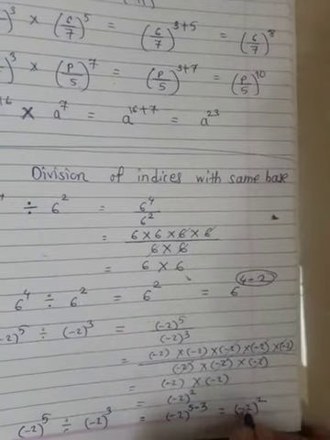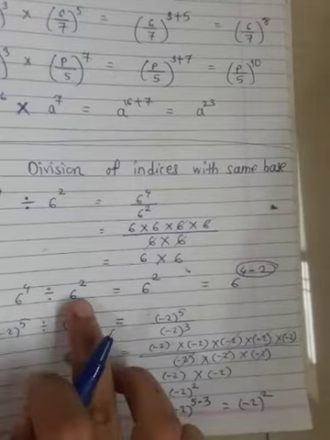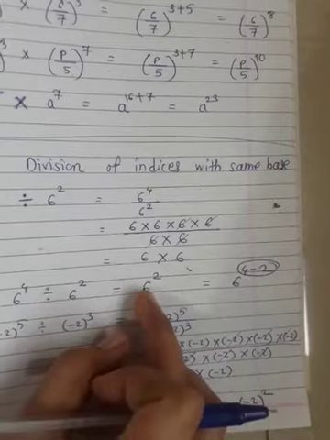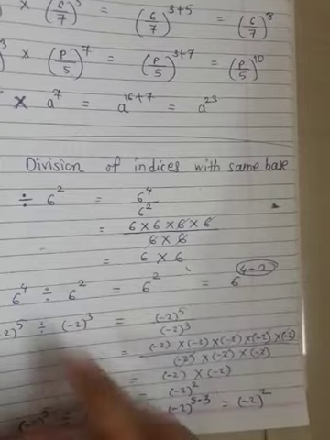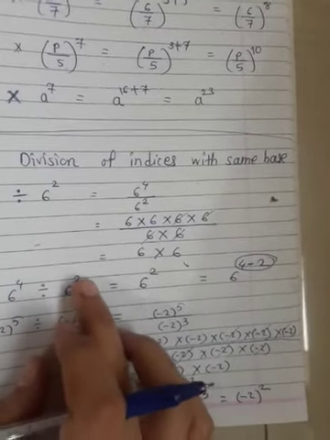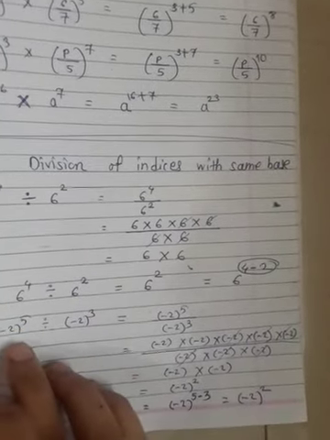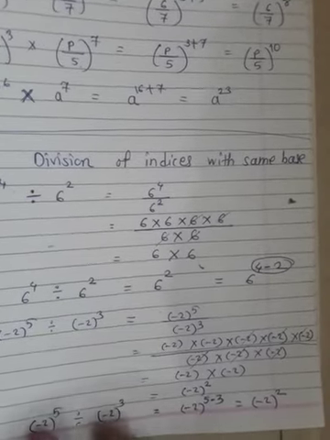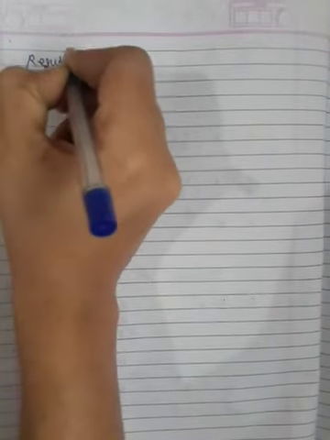See our answer. Okay, so here what result we have got? If the bases are same in division of indices with same base, then base remains same and power gets subtracted. So big power minus small power. Here 6 raised to 4 divided by 6 raised to 2 means 6 raised to 4 minus 2, that is 6 raised to 2. Here minus 2 raised to 5 divided by minus 2 raised to 3 means what? Minus 2 raised to 5 minus 3, that is minus 2 raised to 2.